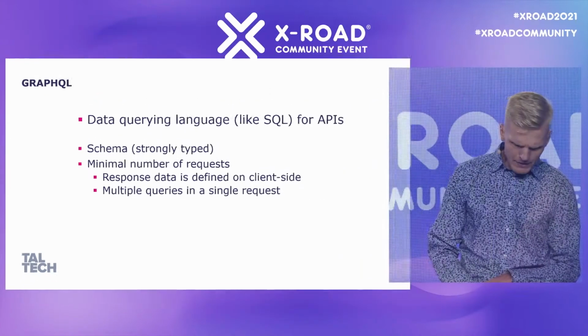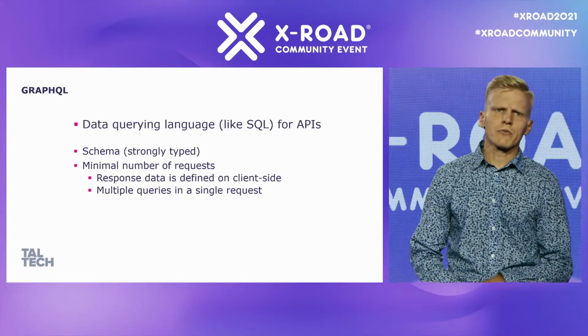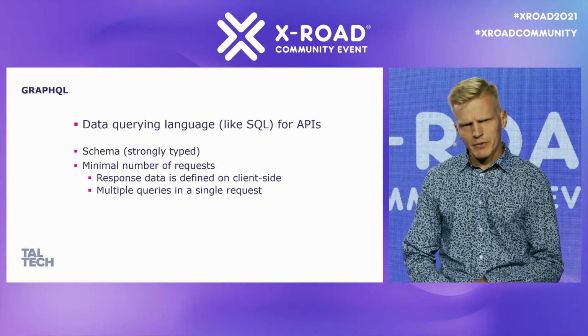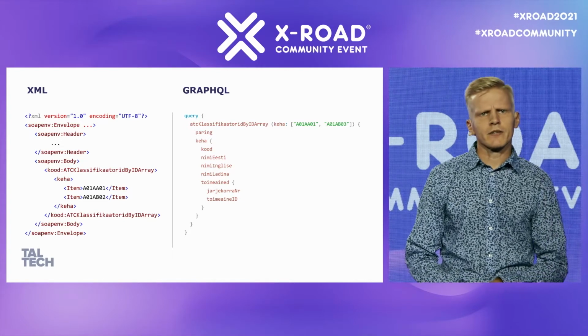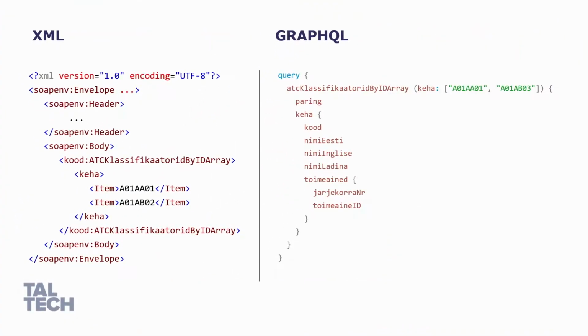Let me illustrate this GraphQL request by an example. On the left side is the SOAP request message, and a similar message for GraphQL on the right side. I left out the SOAP header to save some space, but it contains metadata for X-Road. The same data for GraphQL is divided between the URL and HTTP headers.